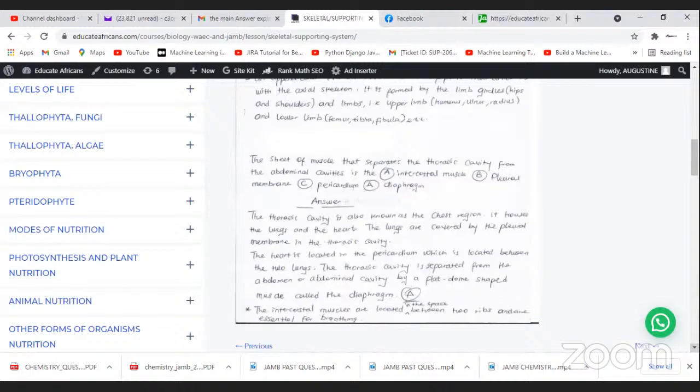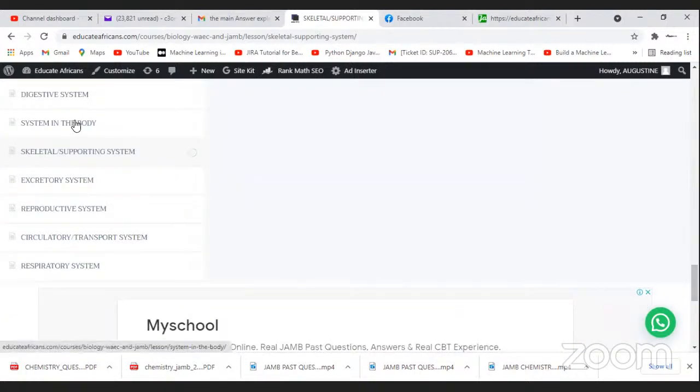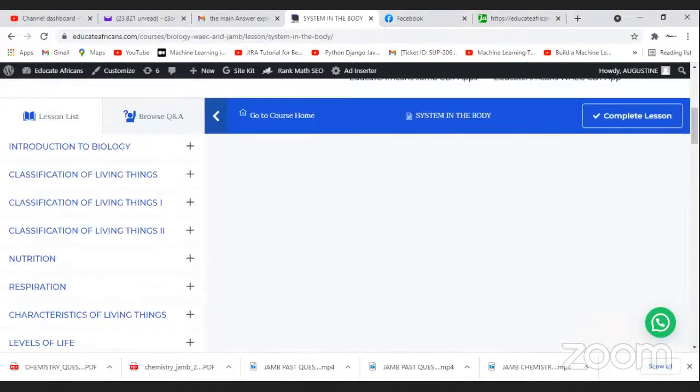Note that the intercostal muscles are located in the space in between two ribs and are essential for breathing. Very, very important facts we are looking at, and all these are very important. So let's look at systems in the body. Okay, systems in the body.